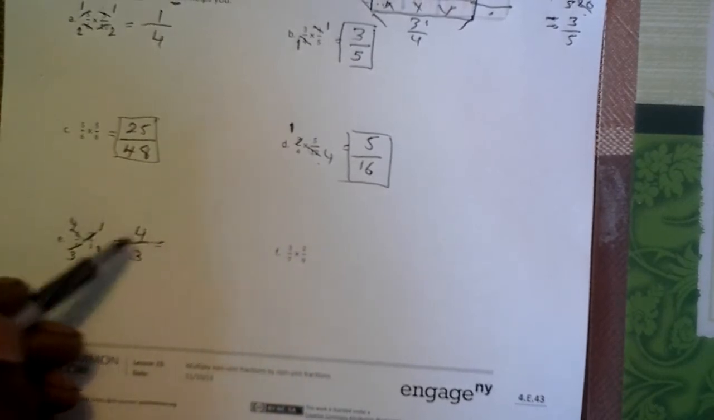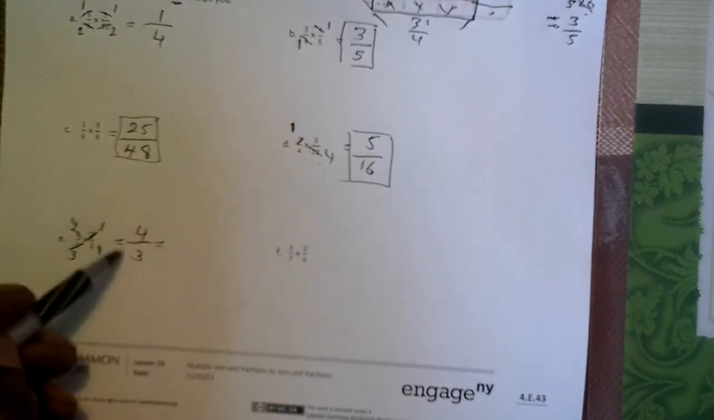Now you look at this, it's an improper fraction. So what is the whole number? So 3 goes into 4 one time, and what's left over? 1. So that's 1 1/3.